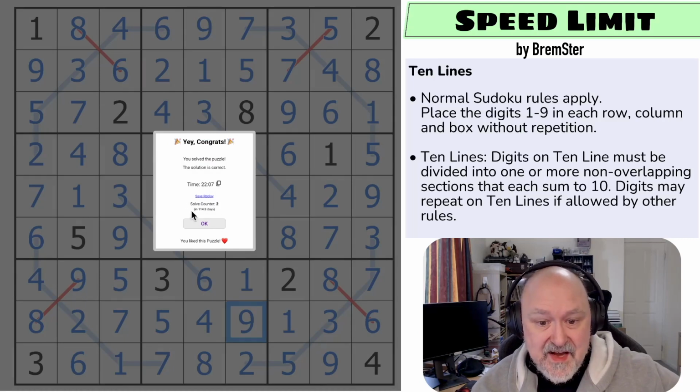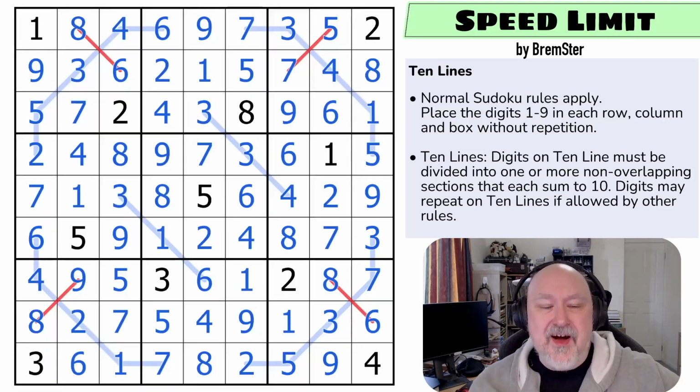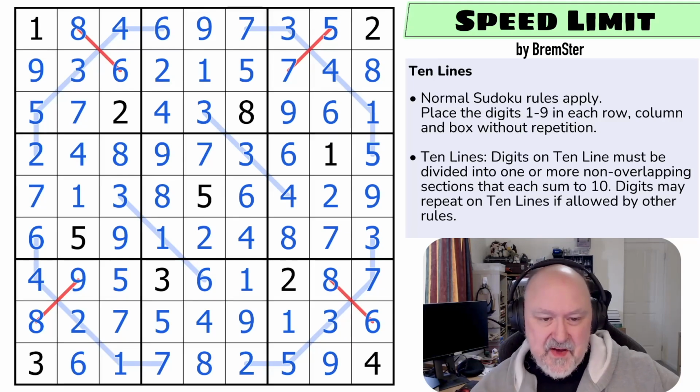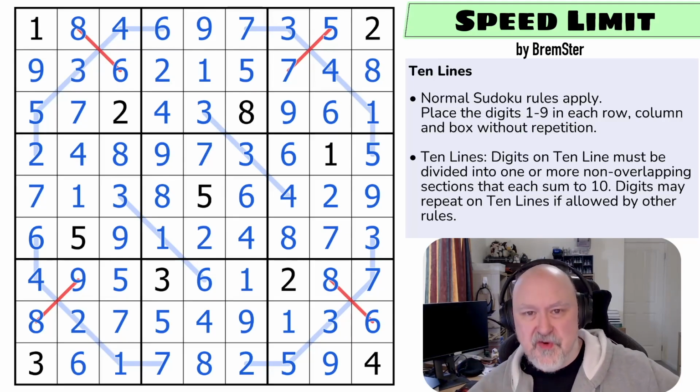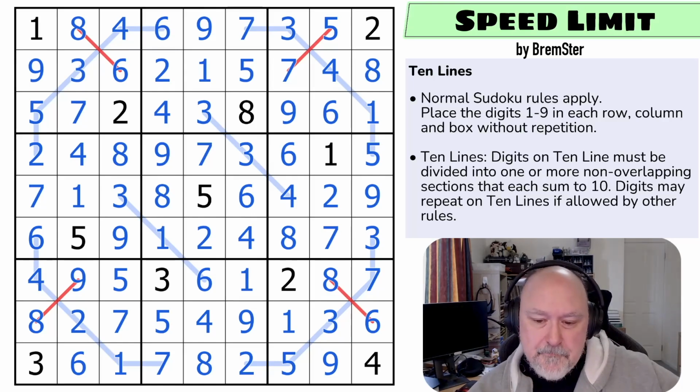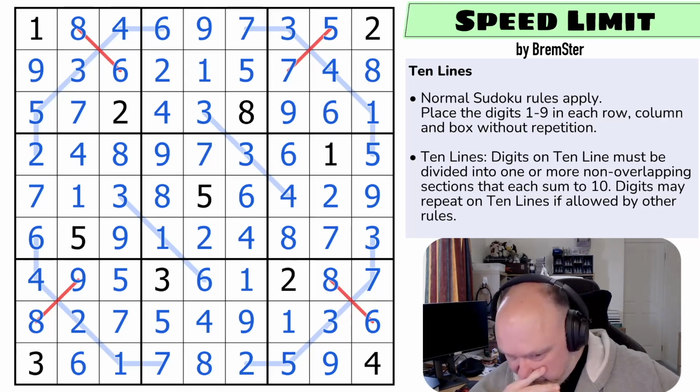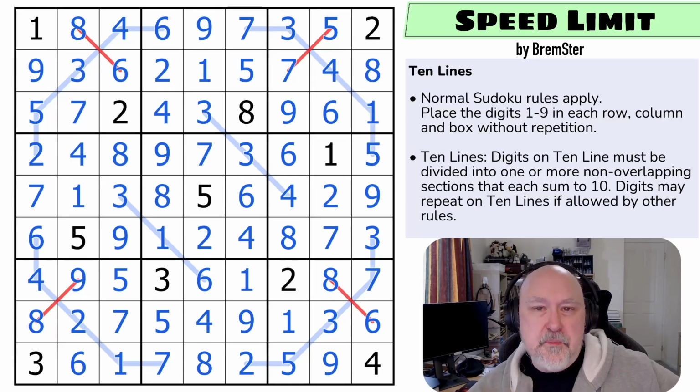See, again, it's 114 days since I put this into the final testing phase, which means it was after it got its first test solve. This is Speed Limit by BremSter. Yeah. I've been sitting on these puzzles for a while. It's because I want to break up the difficulties and everything so that not every pack got too hard. This one is a little bit harder than some of the others, but I still think the puzzles are good.